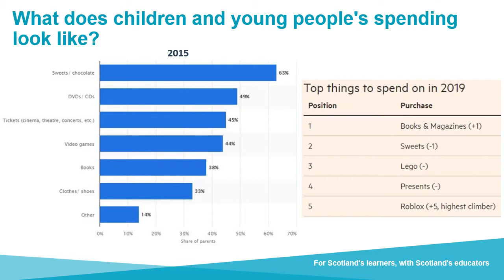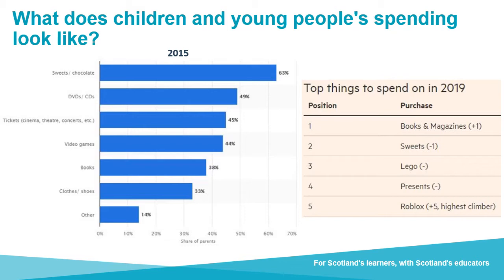So we look at their spending from 2015 to 2019, couldn't find a direct comparison, but you can see it's very similar across. Sweets and chocolate have moved down slightly from 2015 to 2019, and books and magazines, and DVDs and CDs, I guess, have dropped from 2015.